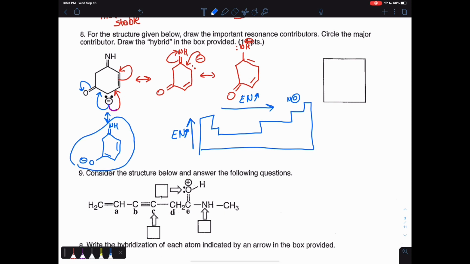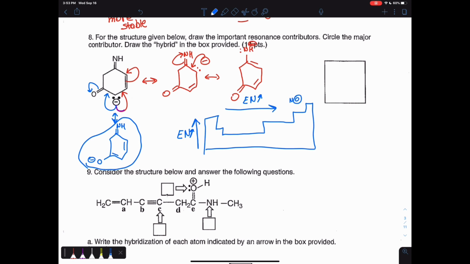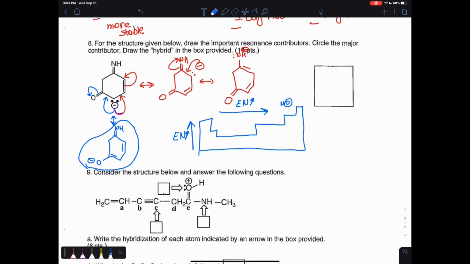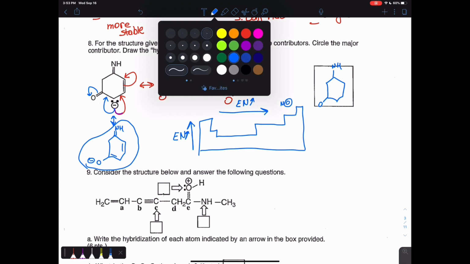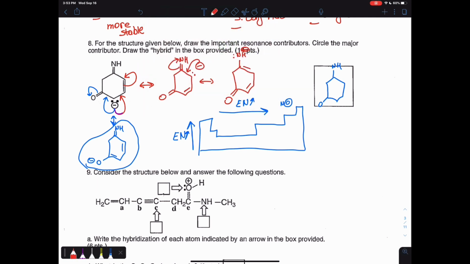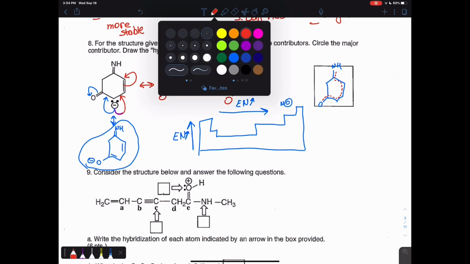So I circled this one, and then lastly they told us to draw the hybrid, and the hybrid would look something like this. We form the NH here, and then you have the oxygen. And now every single double bond that I have moved or lone pair is going to convert to dashes. So you're going to end up with something like that. And then for the negative charges, they're just going to be partial negative.